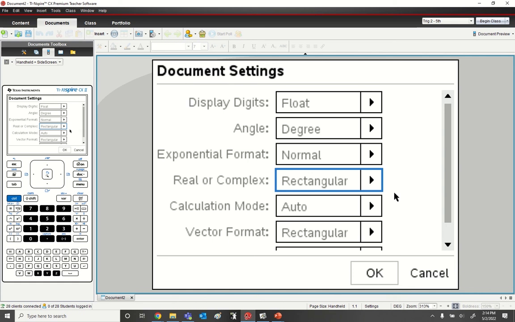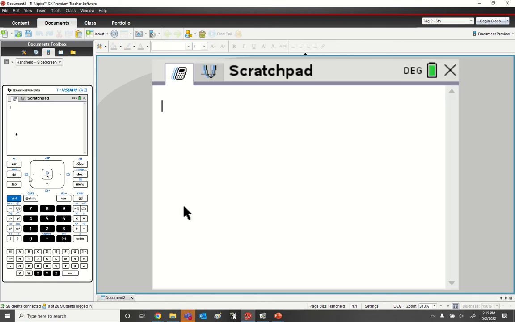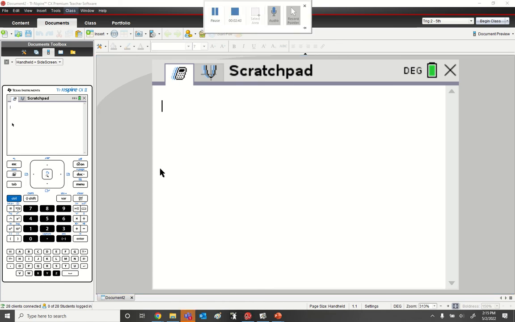Are we okay? Did you write it down? Here: 2, real and complex, rectangular. Change it to rectangular. There we go. And then I'm going to bring up my scratch pad. All right, here we go.